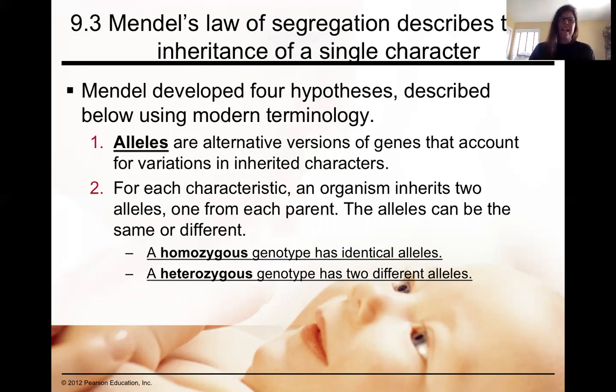And then he realized that for each characteristic, an organism has 2 alleles, one from each parent. The alleles could be the same or they could be different. If they are the same, we call them homozygous. Homo means same. If they are different, they are called heterozygous. Hetero means different.